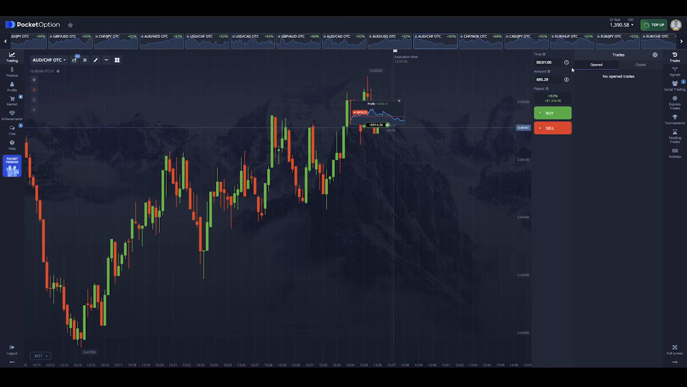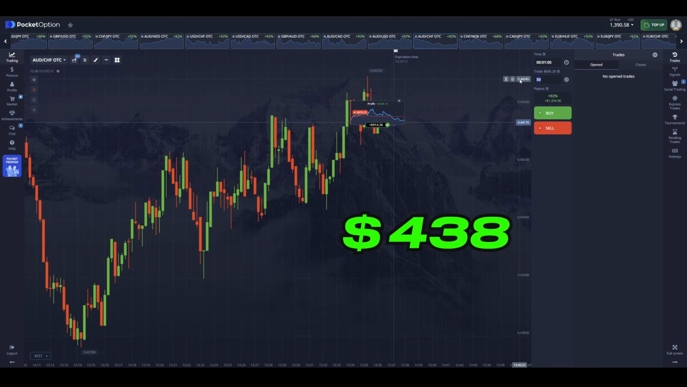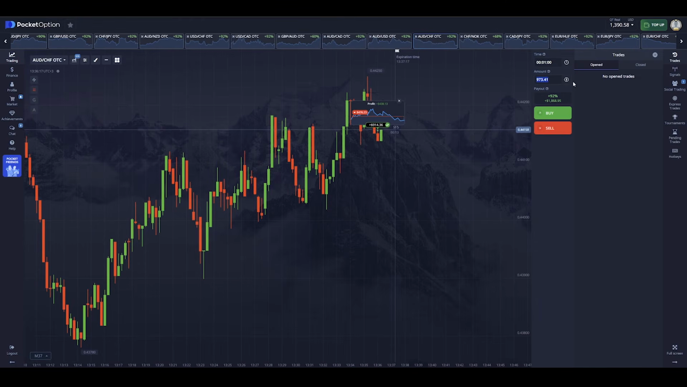Look, we already have 50% of the deposit, which is almost $700. So, I can open the next trade for $970 and I won't be risking anything. I'll still end up in profit.